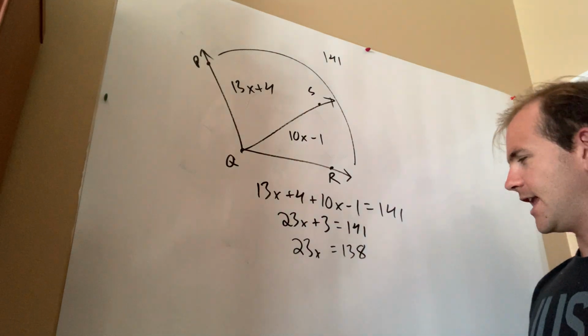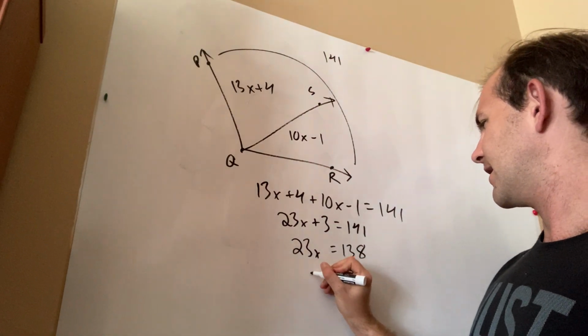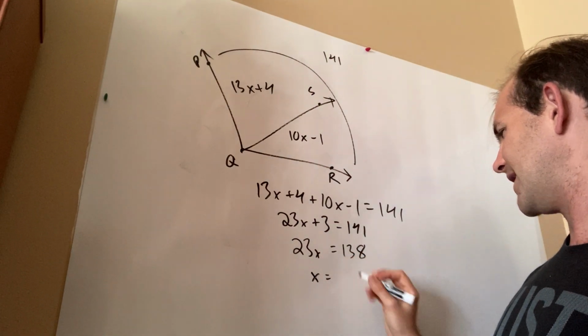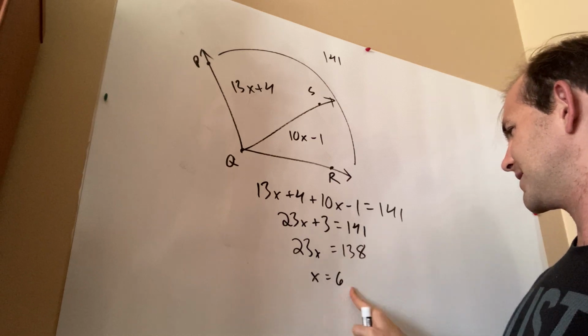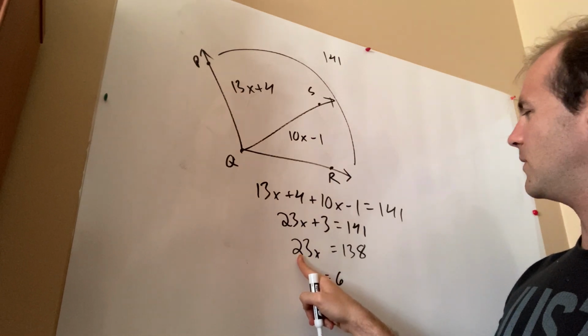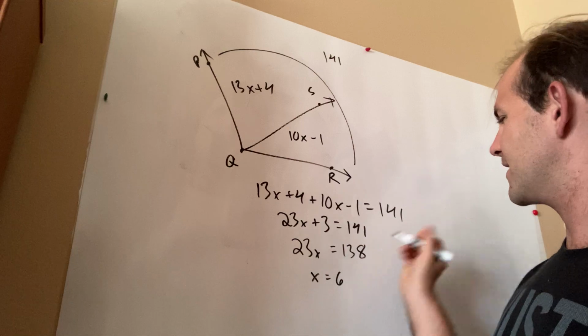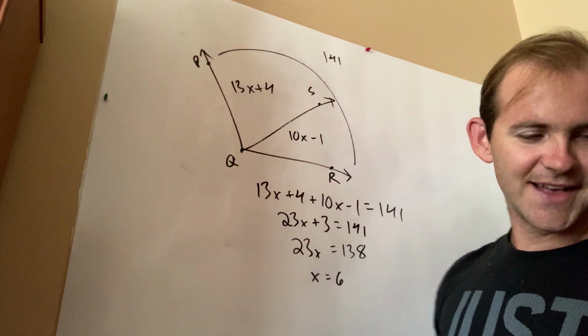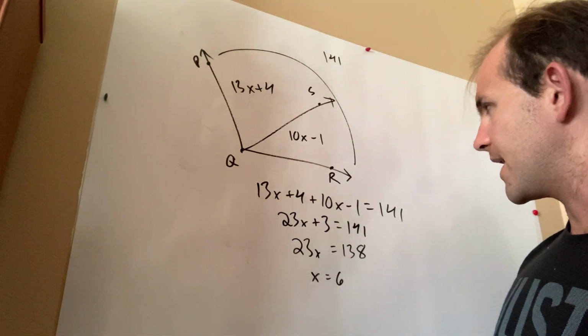138. And I'm gonna take a wild guess here, and I'm gonna say that x equals 6. Let's see if I'm right. 6 times 20 would be 120, and 6 times 3 is 18. Put them together, and I am good. Okay, so that gives us one of our 3 answers.